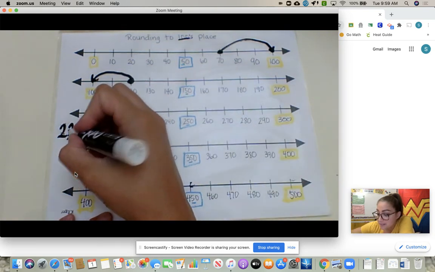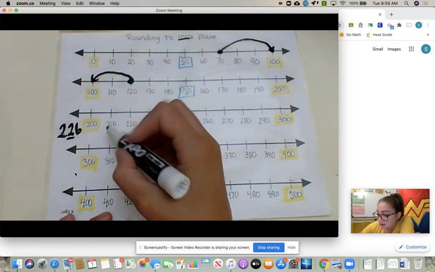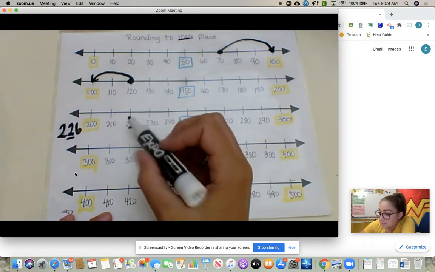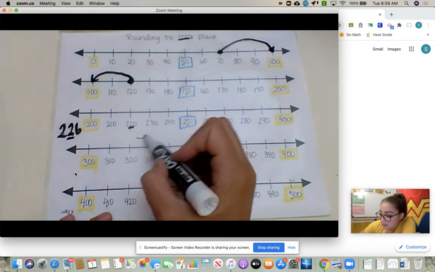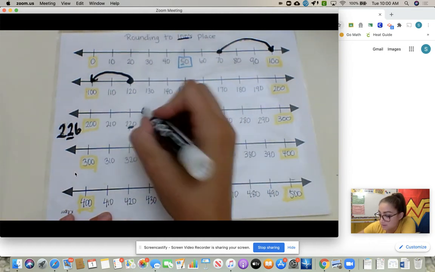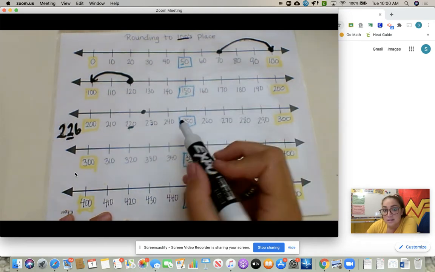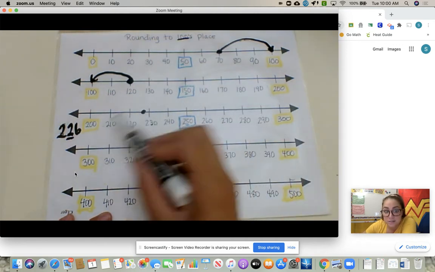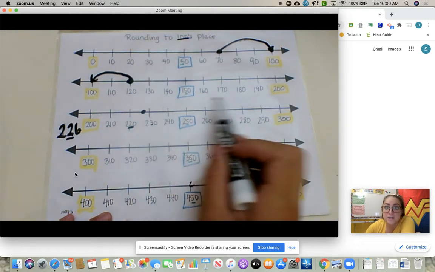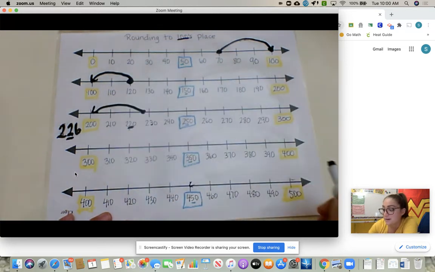Since there's a 2 in the tens, you need to find another number with a 2 in the tens. Oh, that's a 1 in the tens. Oh, there's a 2 in the tens. So it's going to be in between this number and 230, because 226 falls right around there. Now you think to yourself, does 226 round to 200 or 300? Are you going to jump a little jump, or are you going to do a huge jump? Well, you're going to do a little jump right there.